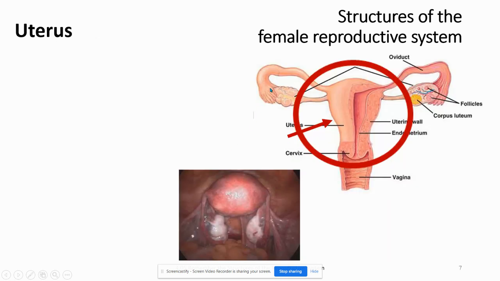This kind of shows them better. See how it kind of looks like a mop there? So, all right, then we have the uterus. So, ovary, fallopian tube, uterus. We'll talk about this in a second.